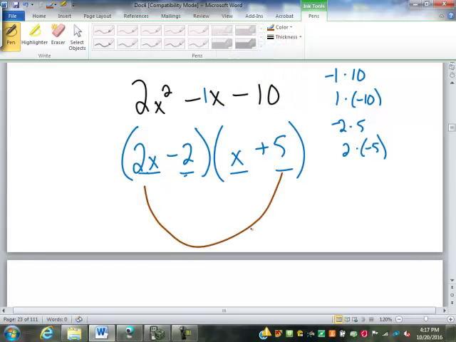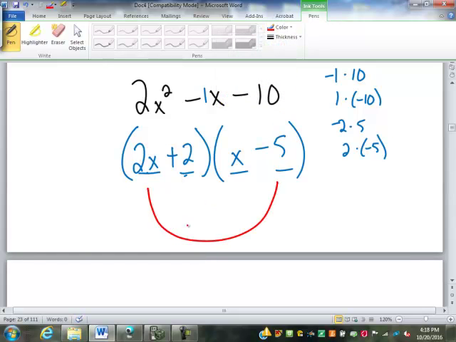Let's try it out. 2x times 5 is 10x. Negative 2 times x is negative 2x. 10x minus 2x is 8x. That one's not what we want. But there's two things we have to be able to switch here. First thing I need to be able to switch is the numbers. Second thing is the signs. So I might make that a negative and this is a positive. And try that. It's a positive 2 and a negative 5.